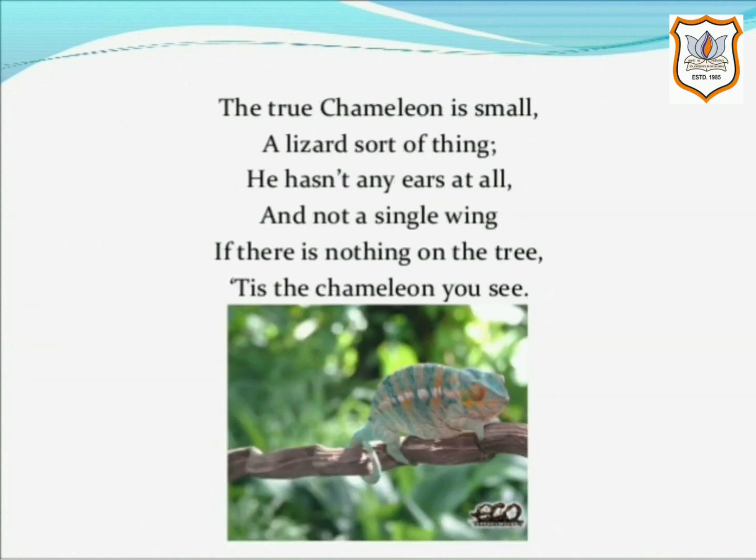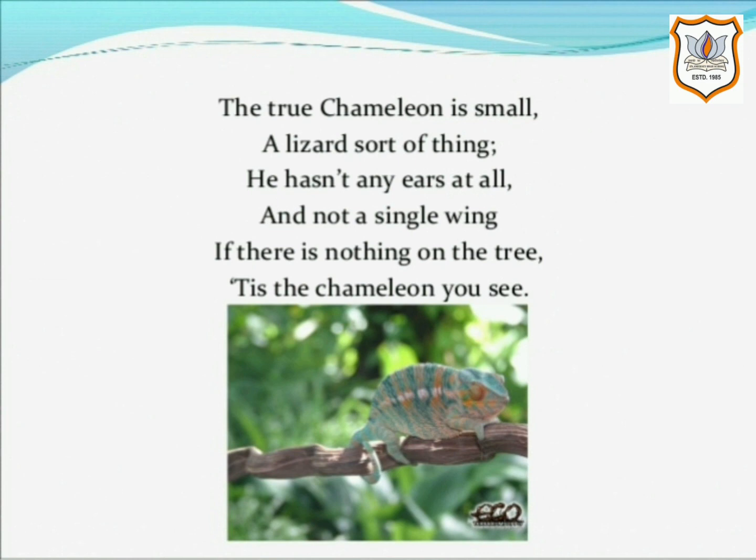Sixth stanza. The true chameleon is small, a lizard sort of thing. Metaphor because there is indirect comparison between a chameleon and a lizard. The point of comparison is the creepy traits. Next line. He hasn't any ears at all. Here there are two figures of speech, that is litotes and synecdoche. Litotes because a negation is used to convey the positive meaning that a chameleon is without ears, and synecdoche because part ears stands for the chameleon.